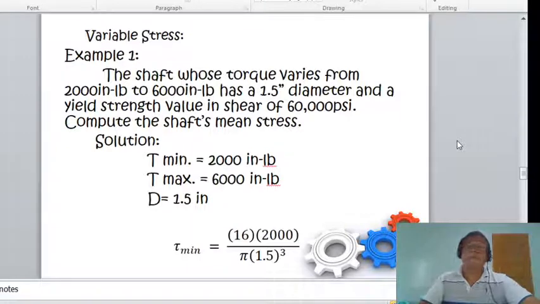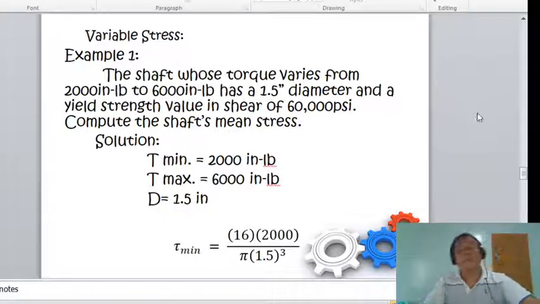So we have here an example for variable stress. Example 1. The shaft whose torque varies from 2,000 to 6,000 inch-pounds has a 1.5 inch diameter and a yield strength value in shear of 60,000 psi. Compute the shaft mean stress. The minimum torque is 2,000 and the maximum torque is 6,000. The diameter is 1.5, knowing that the stress equals 16T over pi d cubed.